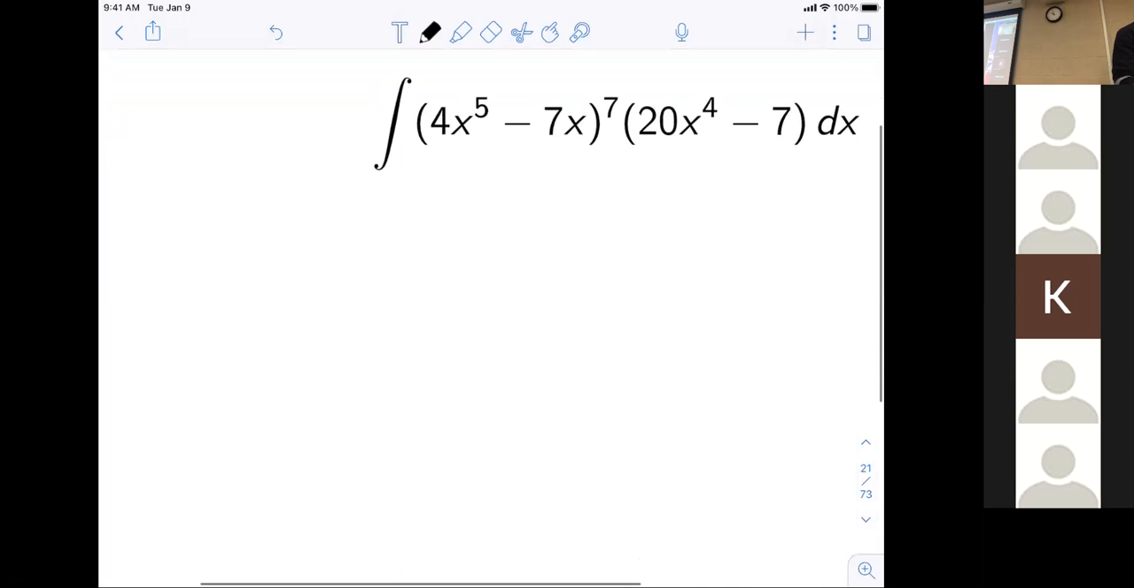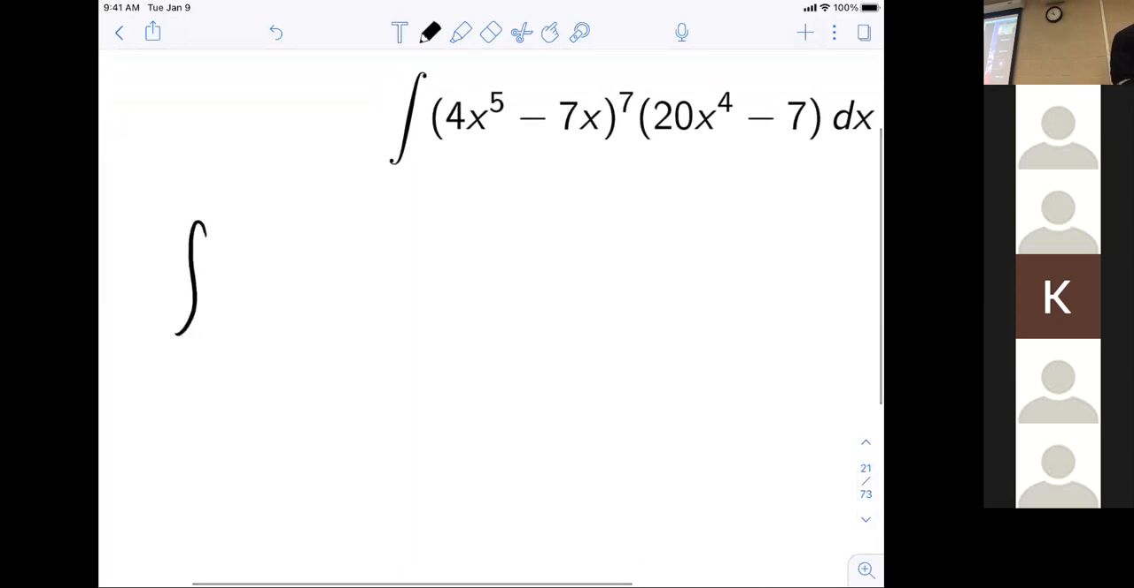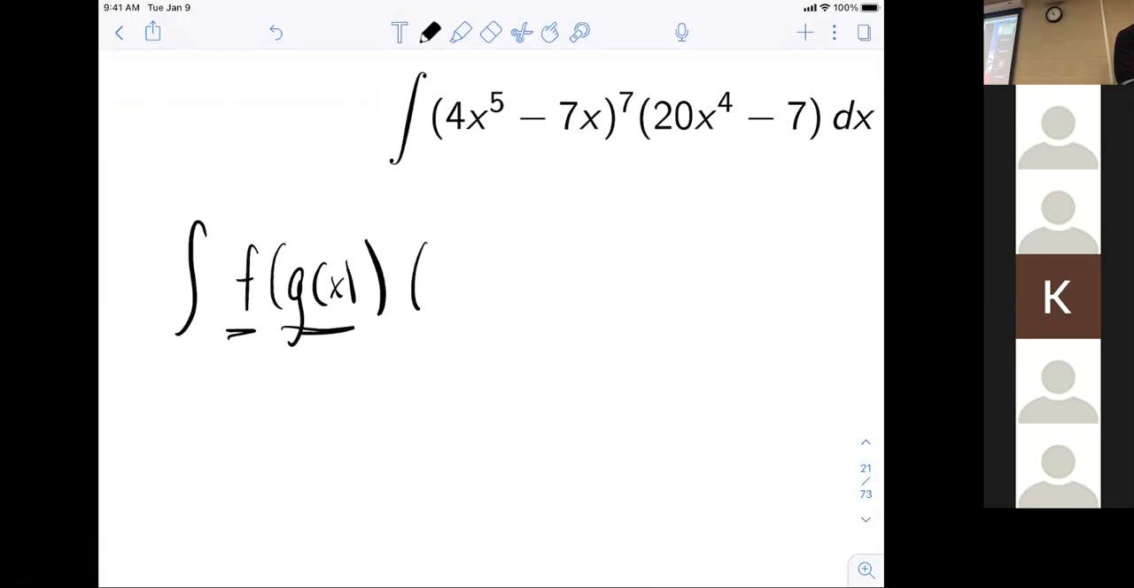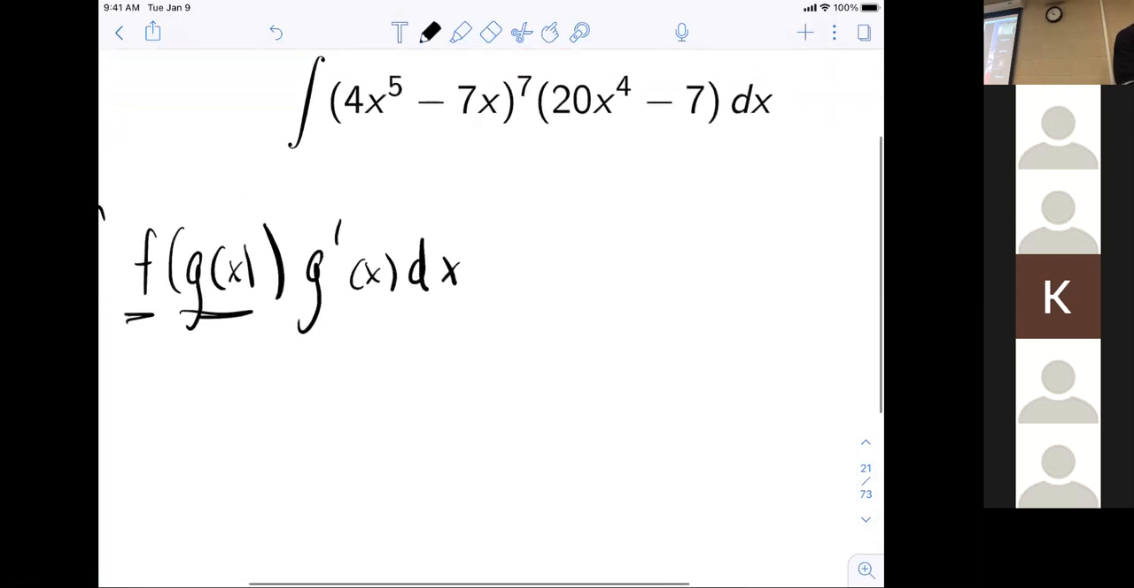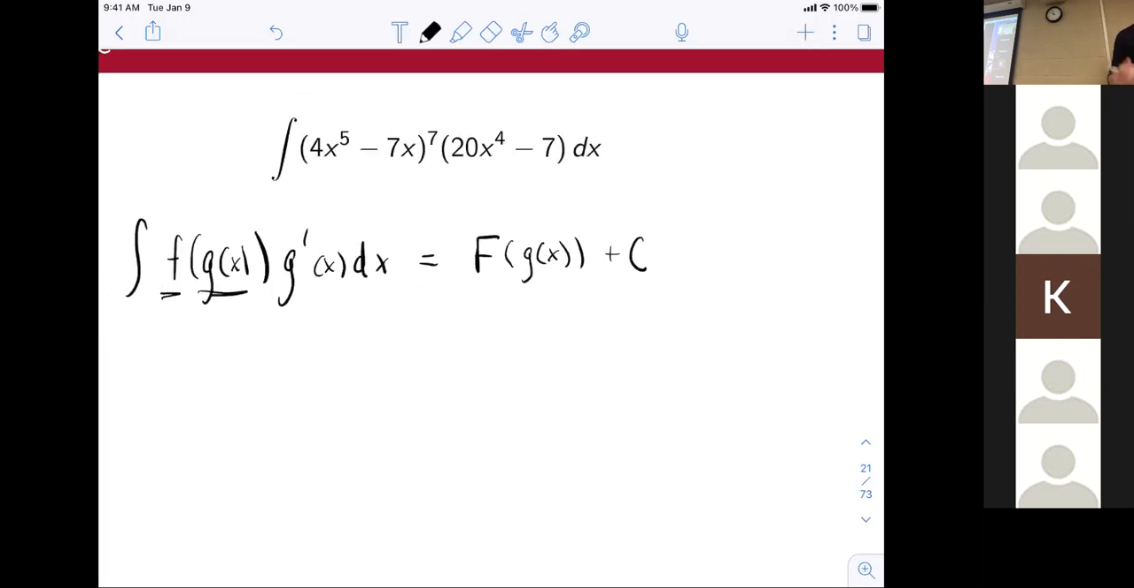So again, we're hoping that we can write this in the form f of g of x, some function evaluated at some other function, times the derivative of that inside function. If we can do that, then this is just equal to an antiderivative of that outside function evaluated at the inside function. Okay, again, we're just undoing the chain rule.